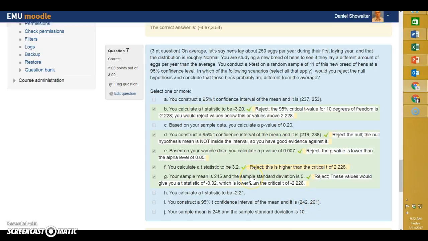We could finally figure out what a t-statistic is, as in this situation G. So to calculate this, we would need the sample mean, 245, minus population mean. So that would give us -5 on top. And then on the bottom, we have 5 divided by square root of 11. Work that out. You get a t-statistic of -3.32, which is more extreme than that boundary of -2.228. So that would also be a rejection.